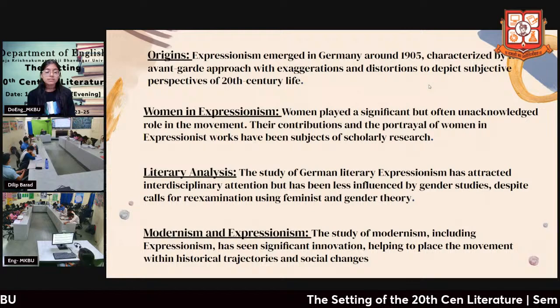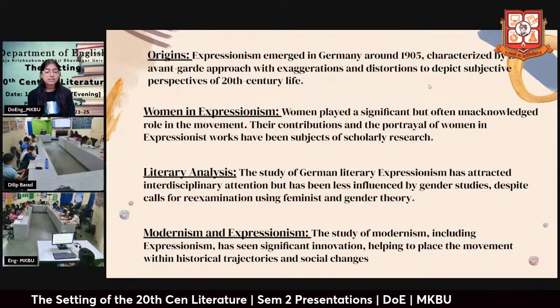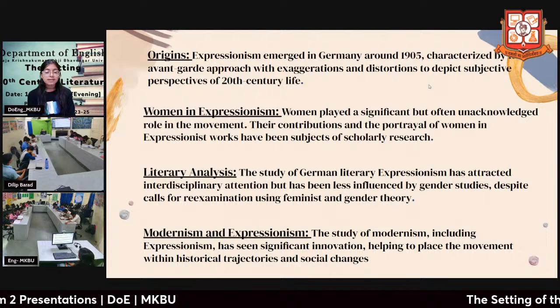Then the last one is modernism and expressionism. The study of modernism, including expressionism, has seen significant innovation, helping to place the movement within historical trajectories and social changes.